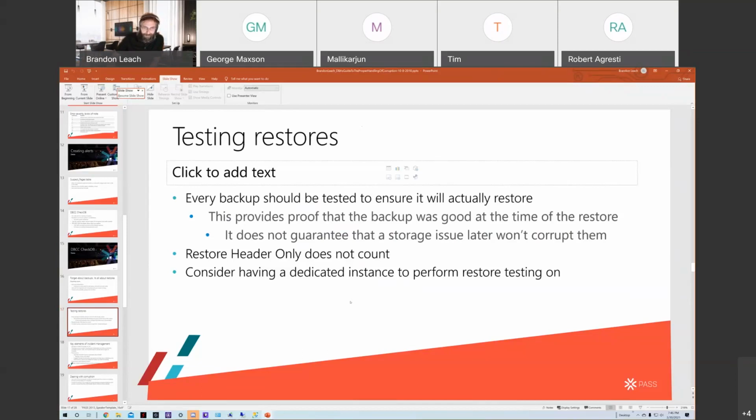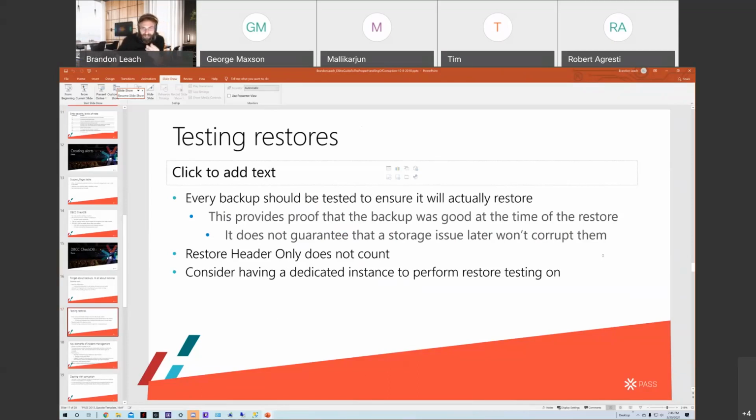But do remember, you're only testing it at that point in time. If something happens later on, the database in your DR center could still corrupt. Restore header only doesn't count. I really hope I don't have to say that. All that does is read one specific part of the backup. It doesn't actually check it to make sure it's consistent. So please, please, please don't use that and assume you're good.